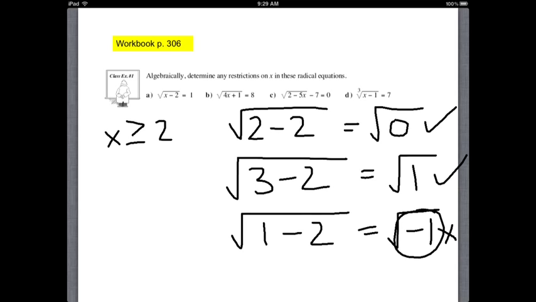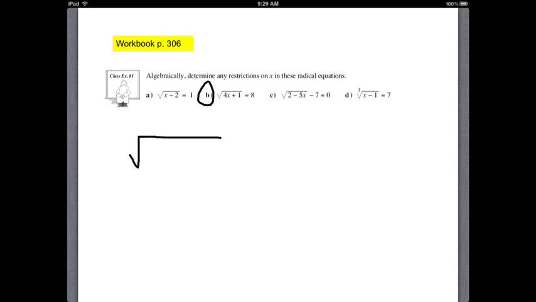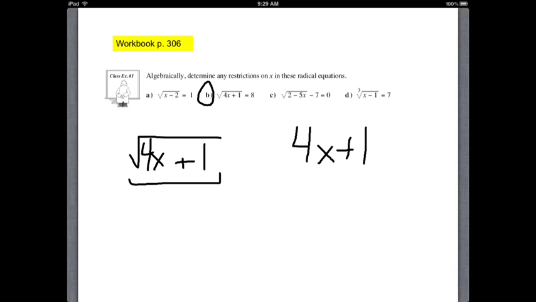Let's work with b. So for b, we have the square root of 4x plus 1. Don't worry about that 8. We're just going to solve this because we do not want this resulting in a negative root. So pull the 4x plus 1 out, and we're going to set it so that it's greater than or equal to 0. We don't want any negative roots.